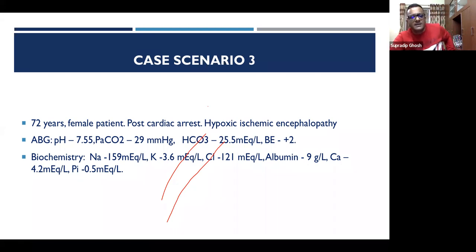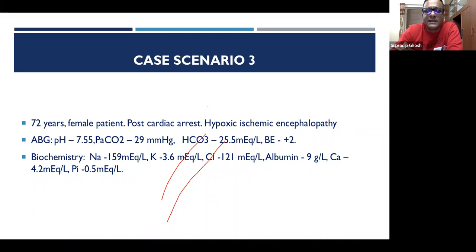Okay, so let's see this 72-year-old female patient post cardiac arrest, hypoxic ischemic encephalopathy. pH is 7.55, PCO2 is 29, bicarbonate is 25.5, and base excess is +2. What do you think, students, from Henderson-Hasselbalch? So pH is high, PCO2 is low. So there is a respiratory alkalosis, and this is probably an acute respiratory alkalosis. So apply your formulae and find out whether the bicarbonate is appropriate or not. So bicarbonate looks appropriate. There is slight elevation of the bicarbonate.